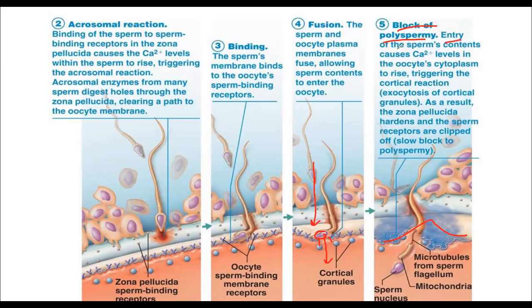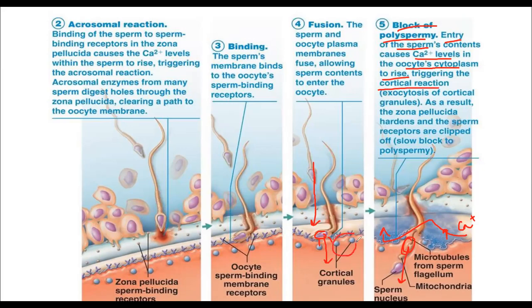So entry of the sperm contents: as soon as the sperm inner material is inside the cytoplasm of the egg, the calcium level rises in the oocyte cytoplasm. Now calcium level will increase where? In the cytoplasm of the egg over here. What will this calcium do? This will trigger something known as cortical reaction. What is cortical reaction?